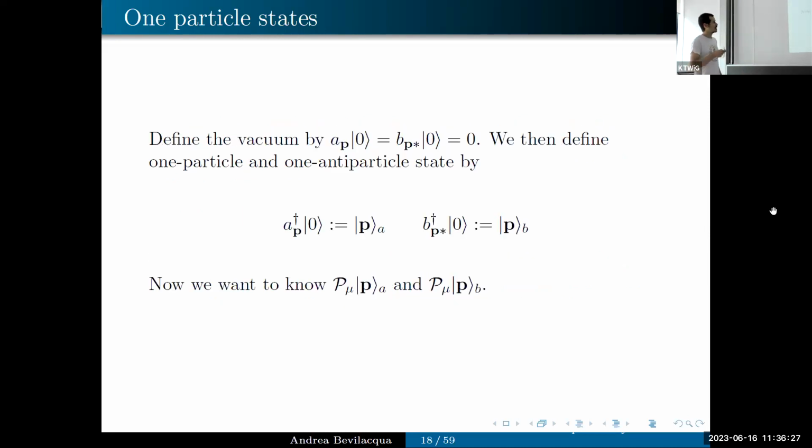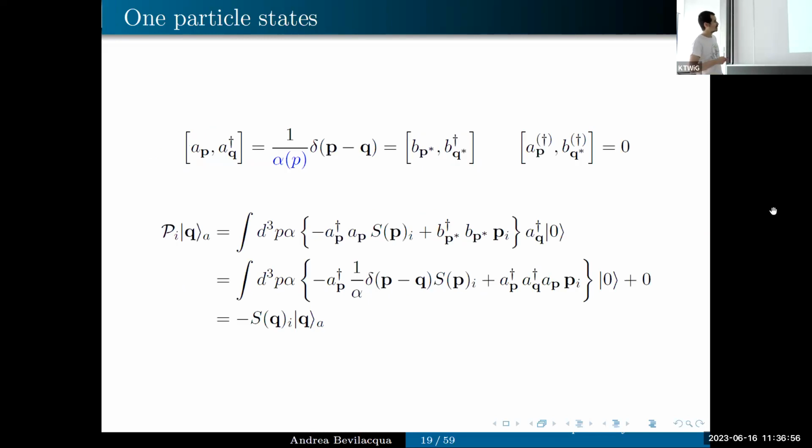Okay, so as usual, we define the vacuum as a state which is annihilated by both A and B. And we define the one particle and one antiparticle state as those created by A dagger and B dagger. Now, I really don't know whether this is a particle or an antiparticle. The only important thing is that one of them is a particle, the other one is an antiparticle. And now we want to know what we get whenever we apply P mu to this PA and whenever we apply P mu to this PB.